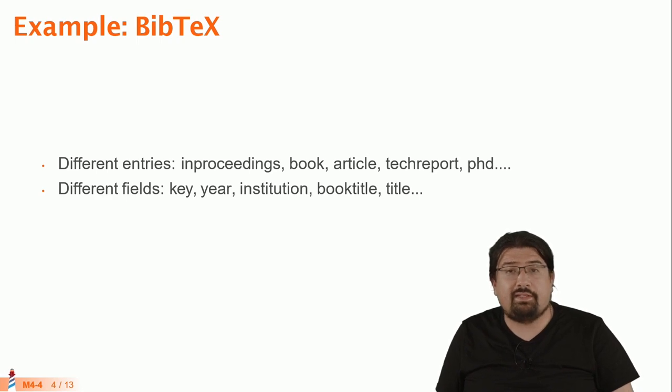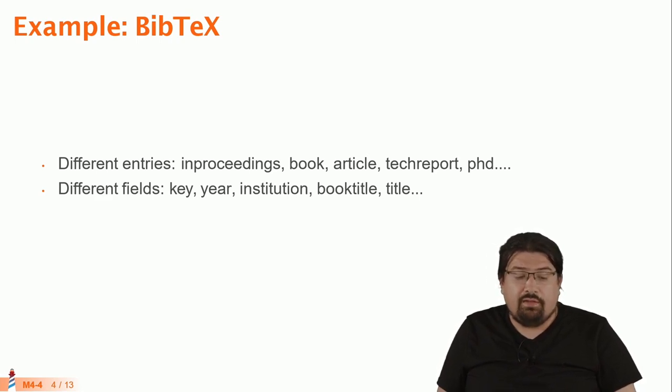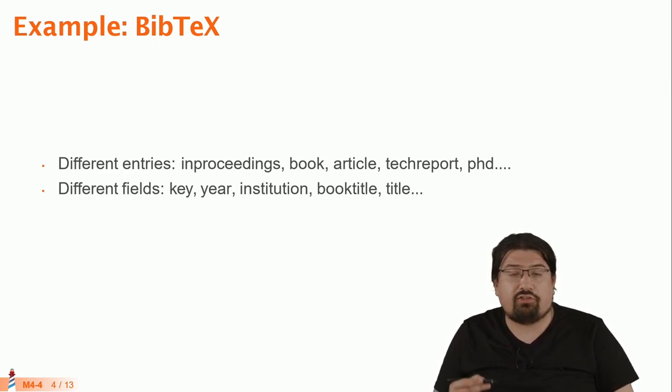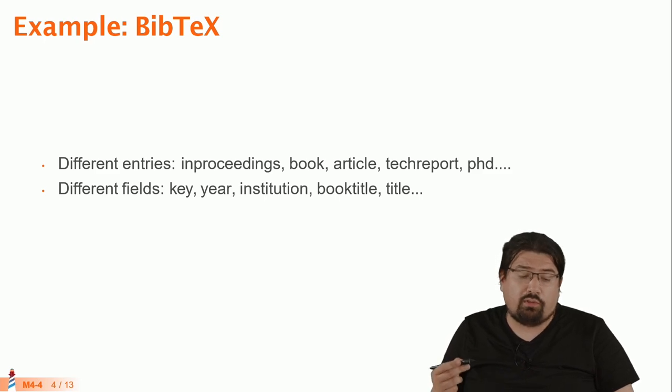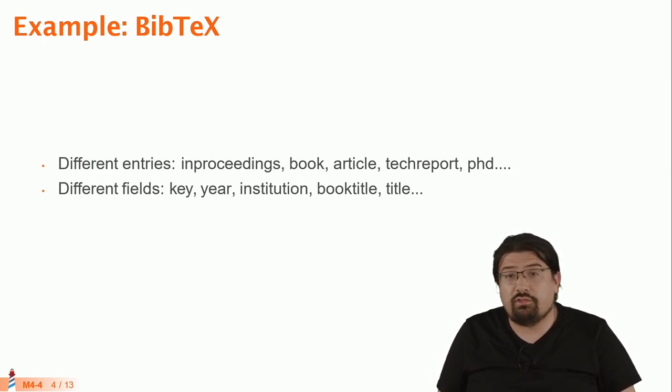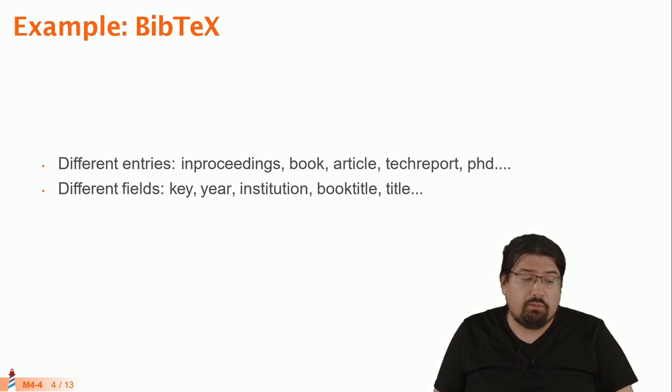As we can see, in this kind of file, we have mixed different kinds of entries. We have proceedings, books, articles, tech reports, PhD theses, and a lot more. And for each of them, we will have different fields. We will have a key to identify them inside the file, but also the year, the institution, the authors, the book title, the title, and these fields change by type of entry. There are some that are common, but some that are unique for each kind of entry.